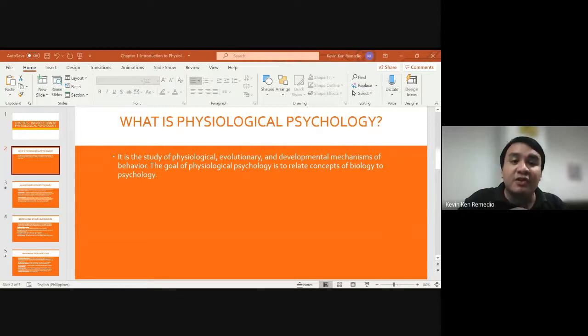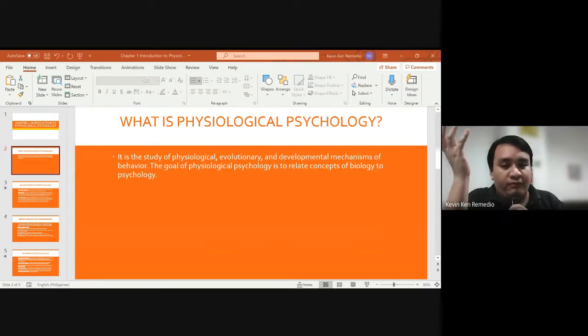But in physiological psychology, we go beyond that mechanism. We try to look at, for example, which brain part. Say, for example, this is the cerebrum, okay? But what does the cerebrum do? How does the cerebrum affect our activity? What processes happen in the cerebrum? So that is physiopsych.